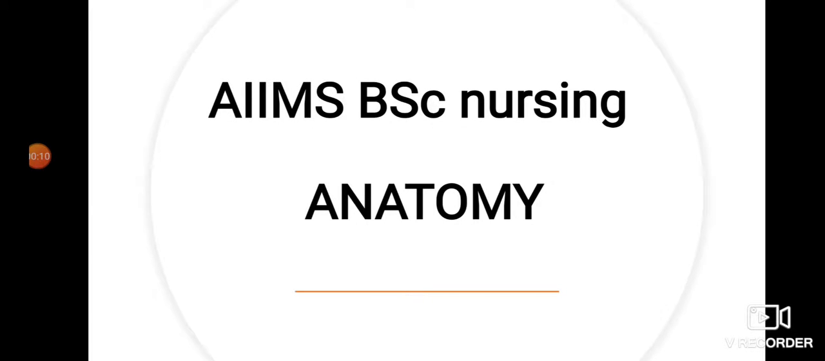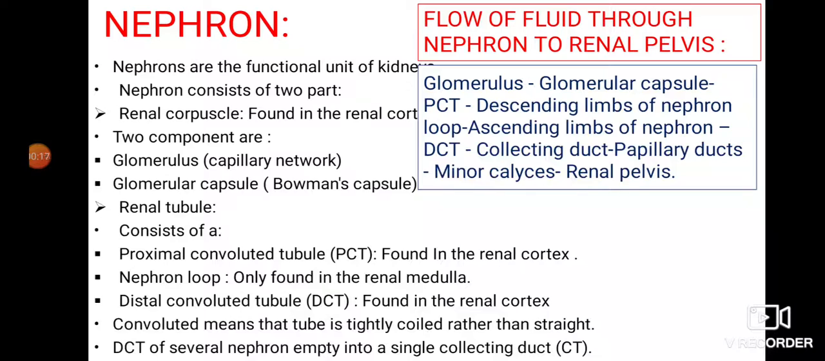Hello friends, today we are going to deal with the next part of the kidney, that is the nephron. Nephrons are the functional unit of the kidney. A nephron consists of two parts: one is the renal capsule, another one is the renal tubule. Renal capsules are found in the renal cortex, that is part of the kidney.